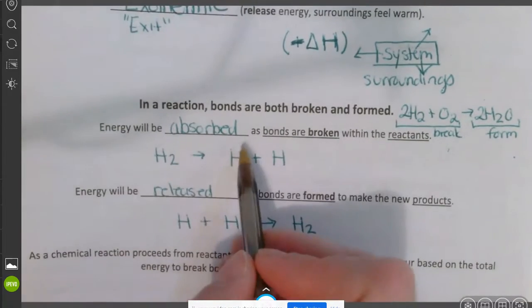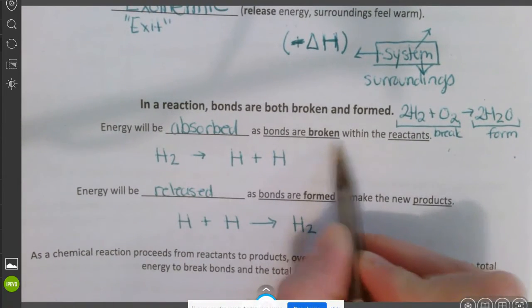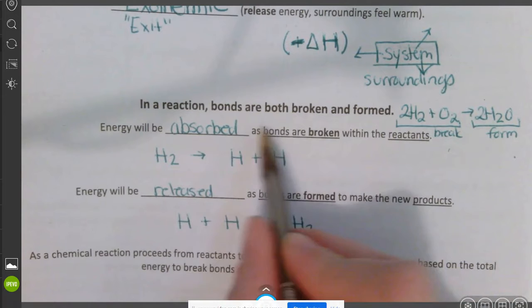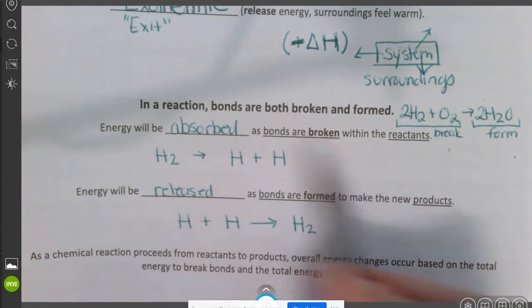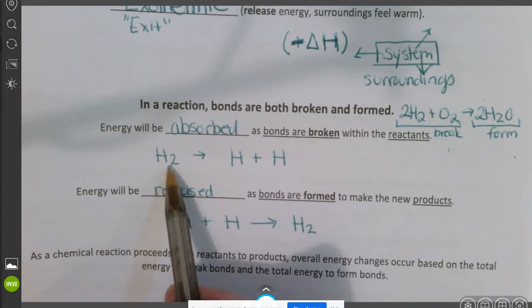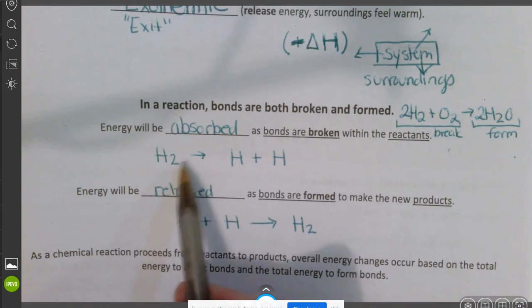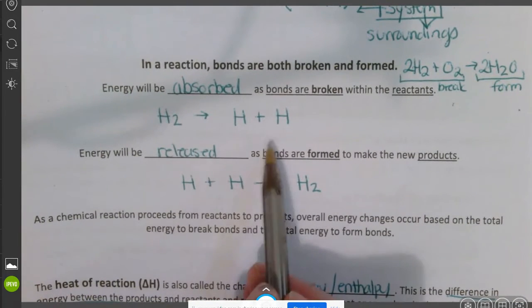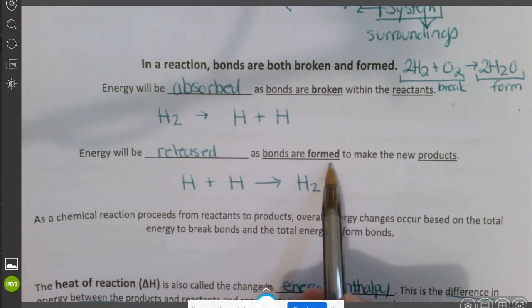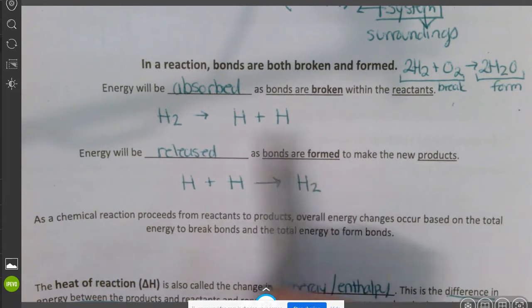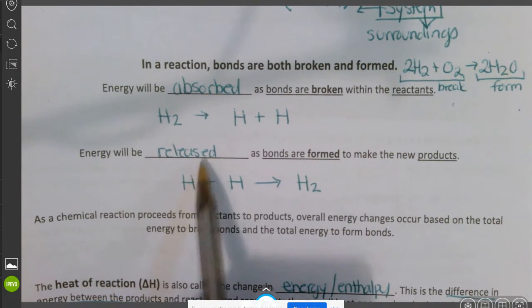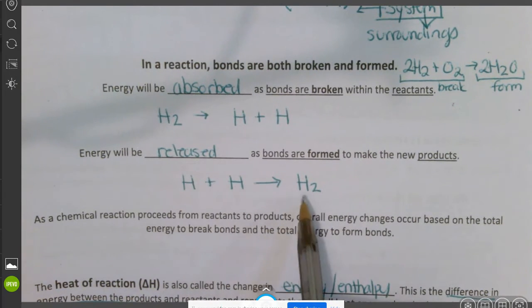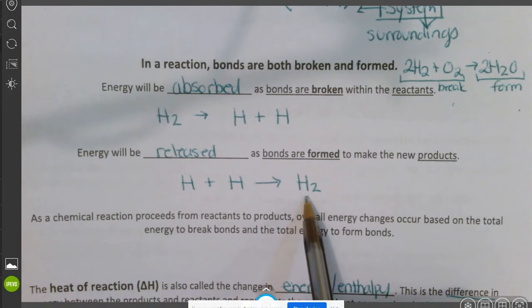So when bonds are broken, energy is going to be absorbed within the reactants. So here we have H2, energy is going to be absorbed, which will then break the bond. If we look at the reverse process of that, when we form a bond, in this case to make new products, energy is going to be released. So here we're forming a bond, energy is going to be released to make that new compound.